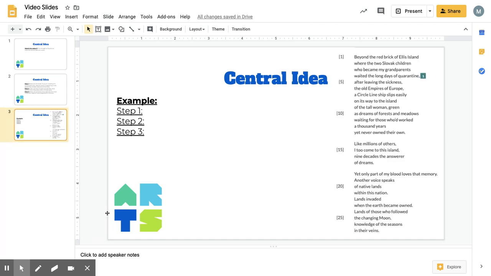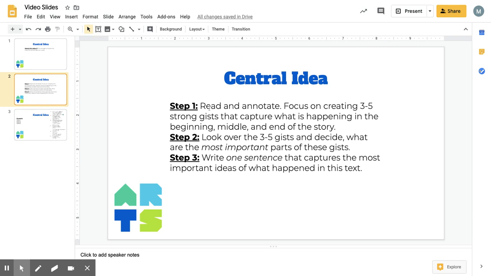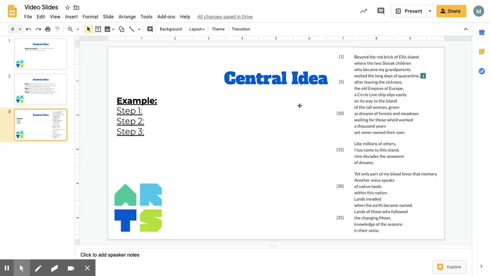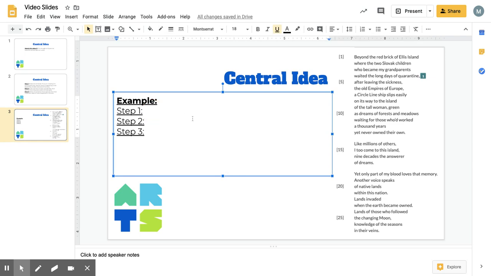So we're going to go through an example from Ellis Island, which was one of the texts that we had in CommonLit last week. As most of you have already completed, and those of you who haven't are going to shortly, you are expected to already have read and annotated this poem, so I'm not going to read it and annotate it here for you. What I am going to do is go through our 3 steps. So our first step says, read and annotate, focus on creating 3 strong gists that capture what's happening in the beginning, middle, and end of the story. So this is pretty easy because there are 3 stanzas. So I'm going to focus on creating 3 strong gists that capture what's happening in this poem.